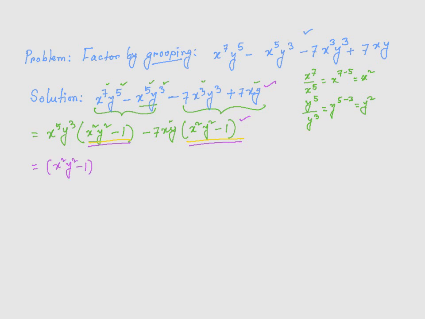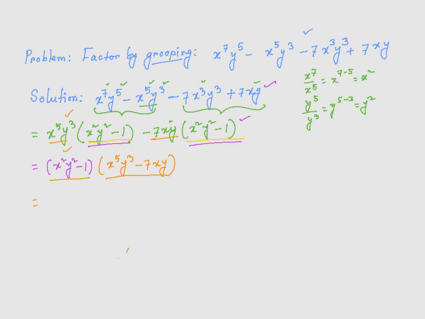If I factored out x square y square, then I'll be left with x to the power 5 y cube in the first term, right here, and in the second term is negative 7xy. We could factor something out here as well, and we could simplify this further as well. So let's do it together.